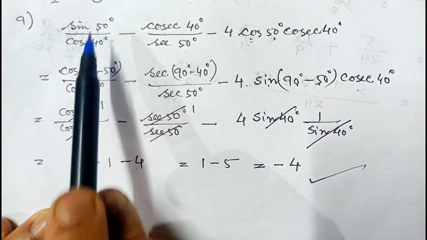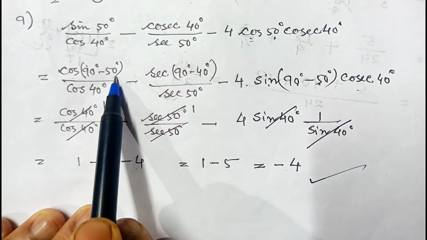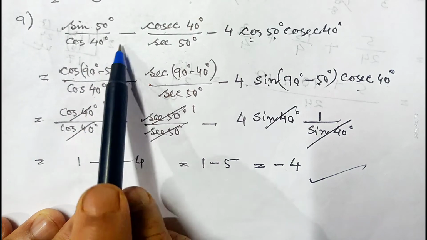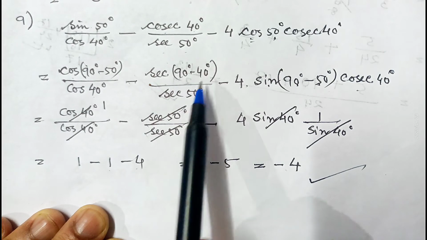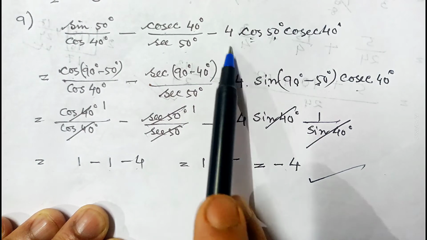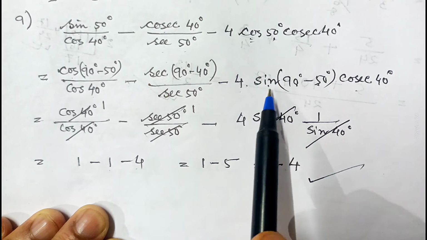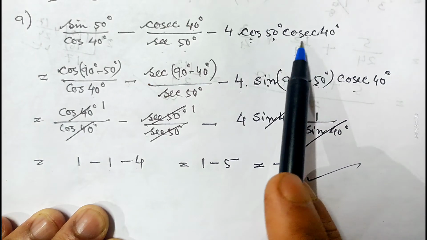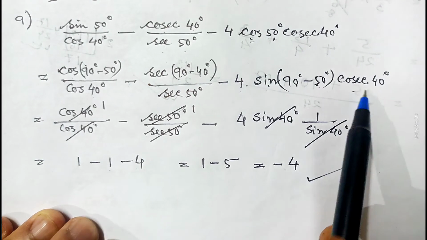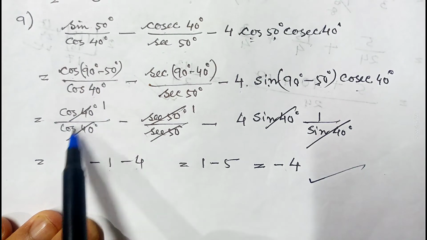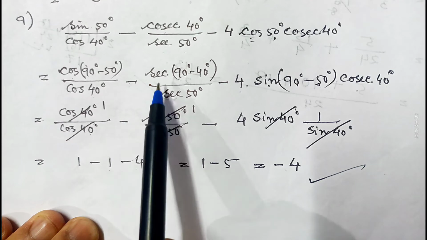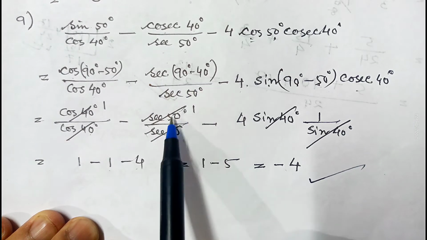So sine of theta is cos of 90 minus theta, and this cos will remain as it is, minus cosec theta is sec of 90 minus theta by sec of 50, minus 4 cos theta is sine 90 minus theta, and this cosec theta will remain as it is. So cos 90 minus 50 is 40 degree by cos of 40, minus sec 90 minus 40 is 50.